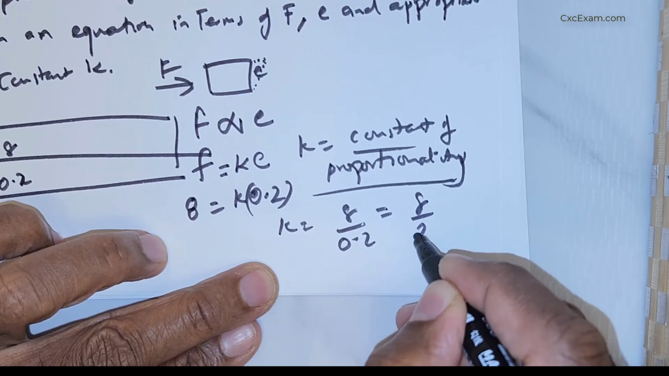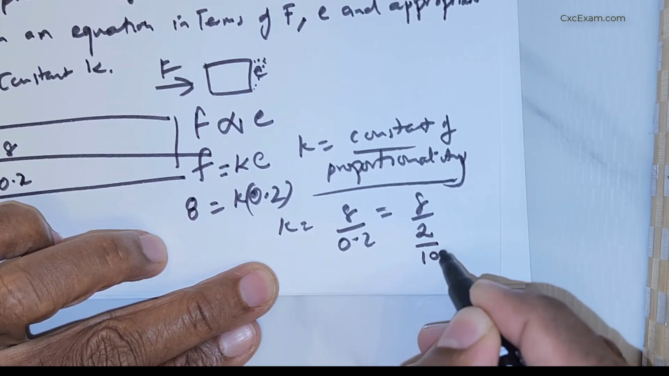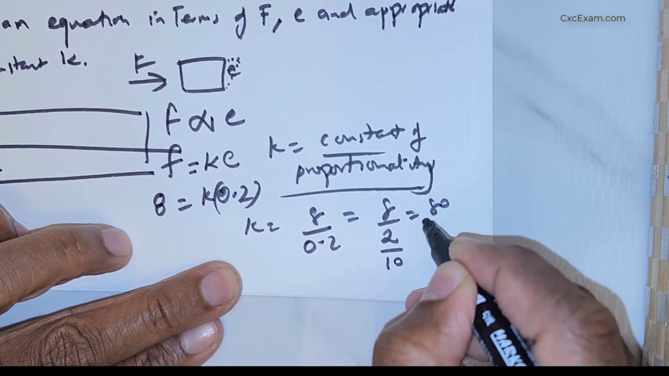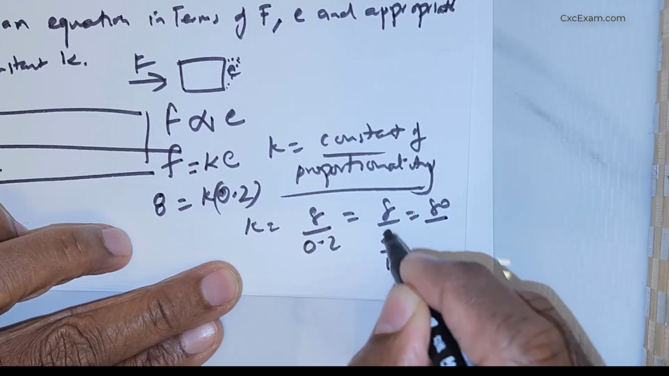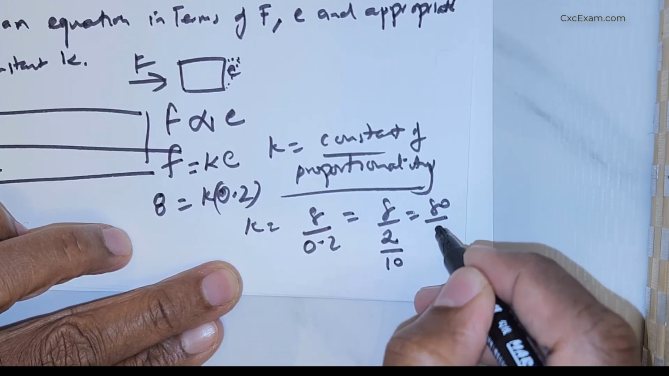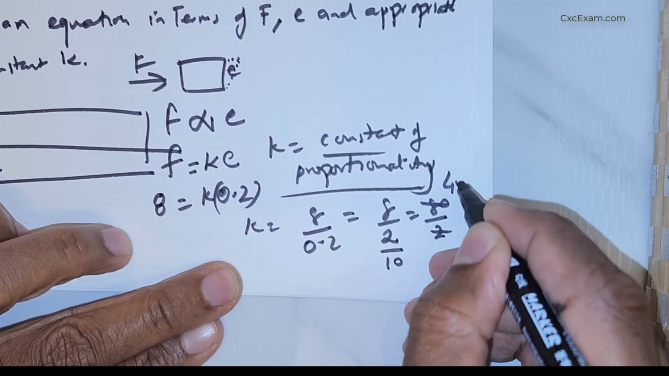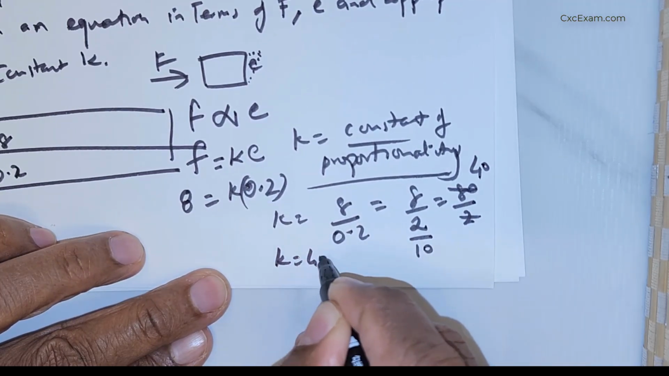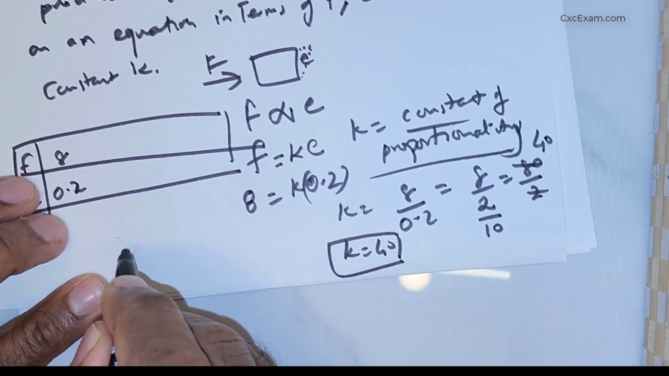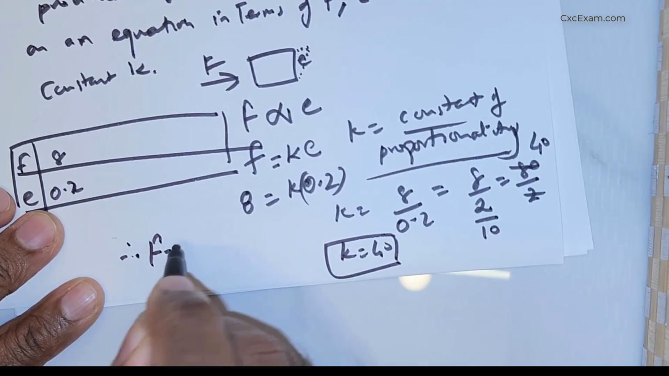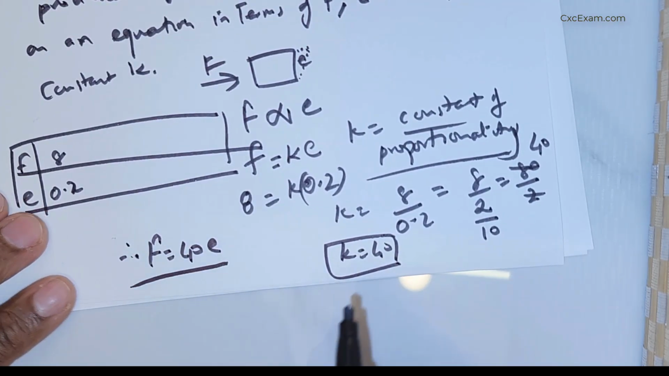I can rewrite 0.2 as 2 divided by 10, which is going to be 80, because I flip this 10, it goes top. So it's 80 divided by 2. So 2 divides 80 40 times. So proportionality value is 40. So therefore we have F equal to 40 times E. Okay, fair enough.